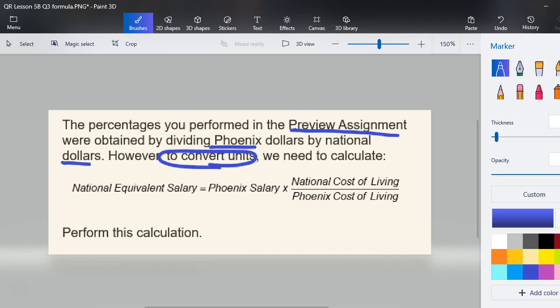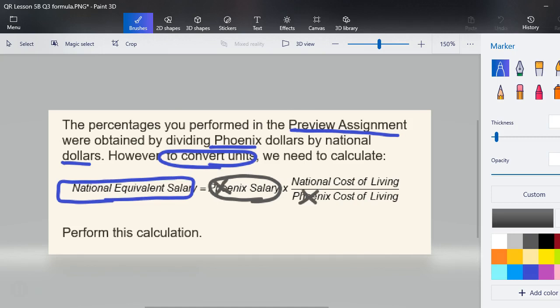And to do that, we're going to say where we want to end up is a national equivalent salary. To get there, this is just like what we did in 5A. We have to know what we're starting with. We're starting with this Phoenix salary. To convert Phoenix salary, we're going to have to multiply it by something that has Phoenix in the denominator so that our Phoenix parts go away. They do what we needed them to do, and the national cost of living is left. So we're talking about a national equivalent is what's left. This is what we're going to do.